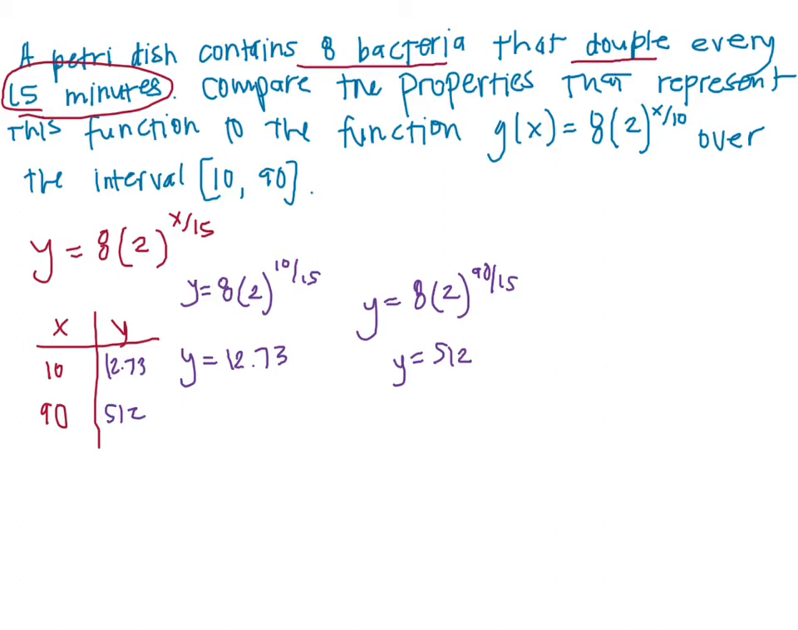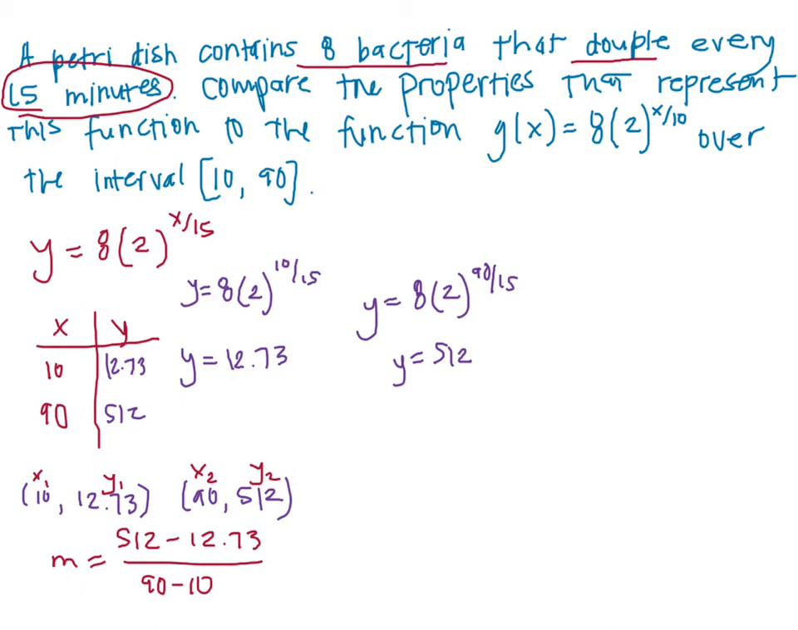So step 1 was to determine the interval. Step 2, create a table. Step 3, select 2 points. My first point is 10, 12.73. My second point is 90, 512. Now finally, I'm just going to label these as x1, y1, x2, y2, and then use my slope formula.